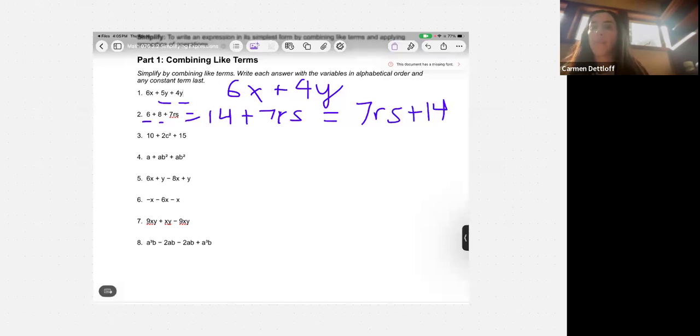So I have a plus ab squared plus ab squared. Okay, I've got two terms that match, ab squared and ab squared. Now I ask myself, there's got to be a hidden number in front of those because it's not 0. But when I don't see any number written in front, there's a hidden 1 in front of each one. So I'm going to add together those two ones. So I get a stays by itself, a, and then I've got 1 plus 1 is 2, ab squared.